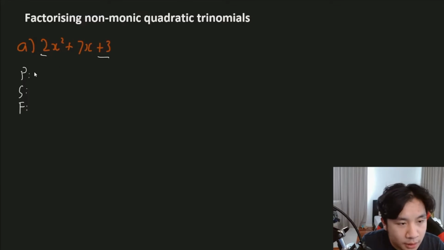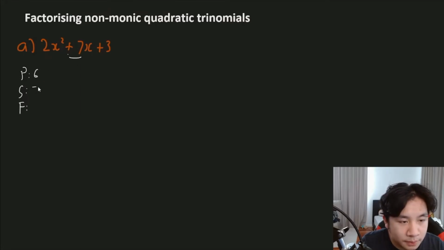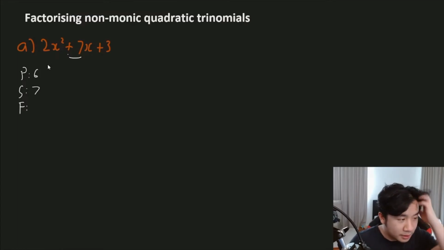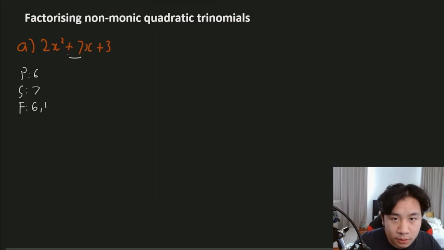So 2 times 3, that's 6. And then the sum is the middle number, same as usual. So that's 7. And so you need to find two factors of 6 that give you a sum of 7, which are 6 and 1. And the factorization works a bit differently as well.